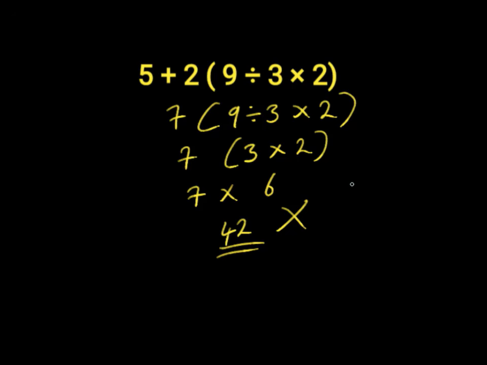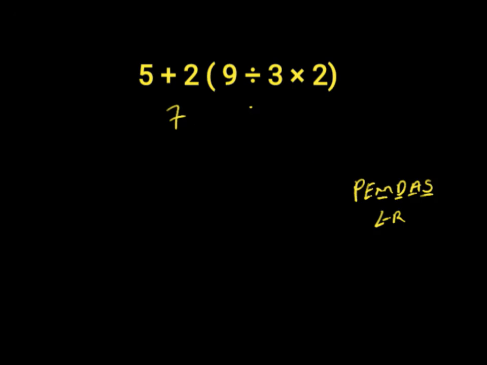PEMDAS. In PEMDAS, we have parentheses, exponents, multiplication, division, addition, and subtraction. Multiplication and division have equal priority, as do addition and subtraction, working from left to right. In order to arrive at the correct answer, let's work out the right answer to this expression.